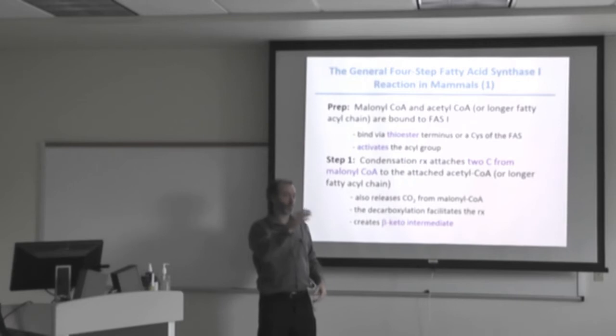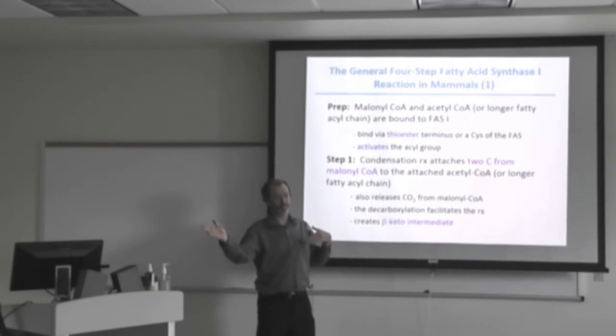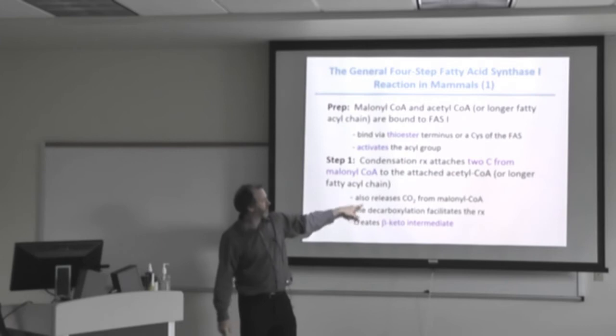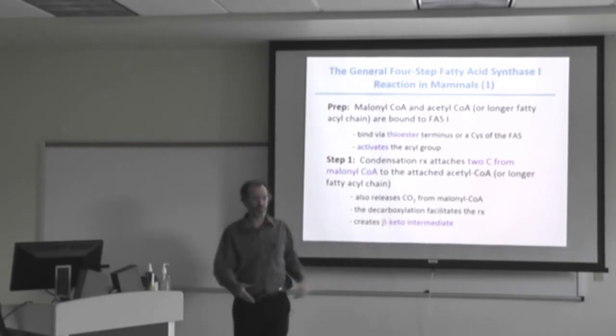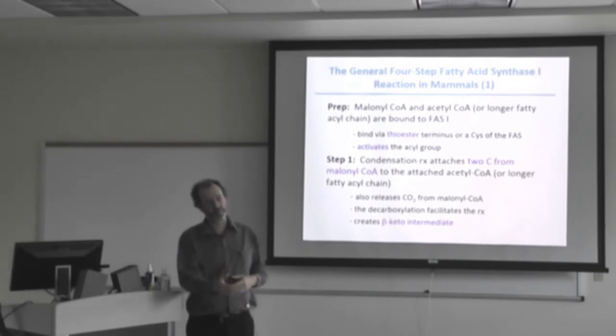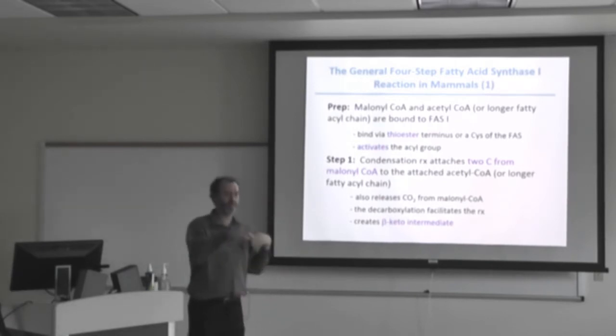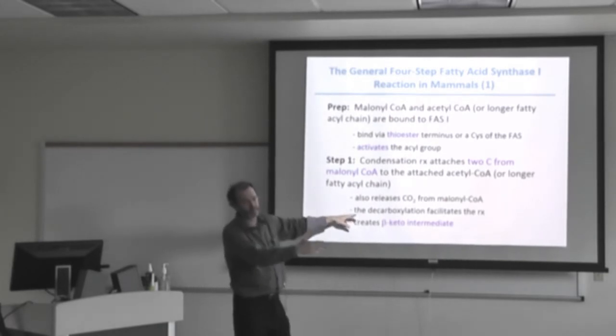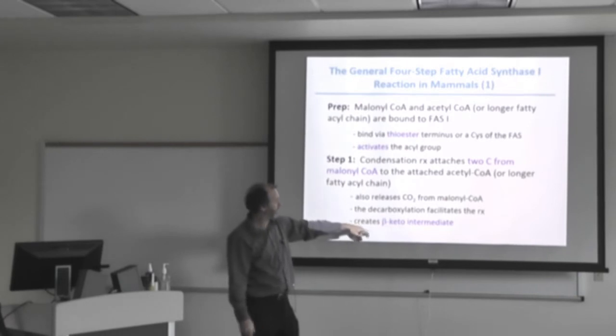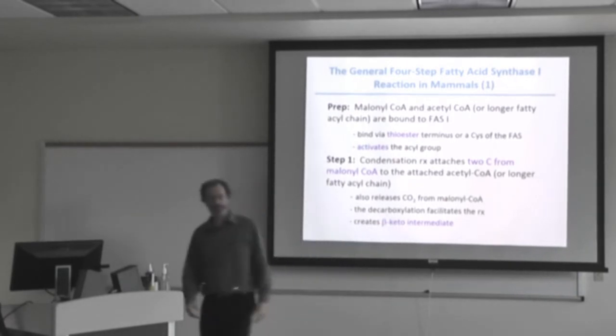Those electrons that were attached to that carbon dioxide before have to go somewhere, and they attack the other 2 carbon fatty acid, okay? So this decarboxylation facilitates the reaction. We have to activate the acetyl-CoA first before we can form the malonyl, and that energy stored in activation of it, adding the carboxylic acid, is the energy that drives this condensation forward. And it creates that beta keto intermediate.